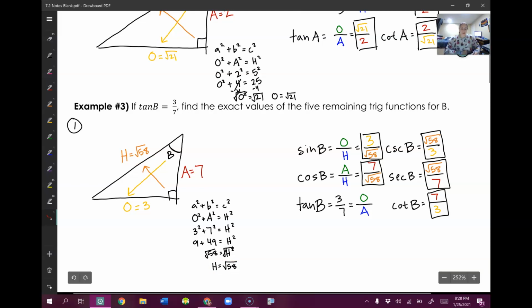So sine is O over h, so I did O over h. So cosine is a over h, 7 over square root of 58. Cosecant is paired with sine, so I just flip sine. Secant is paired with cosine, so I just flip cosine. And cotangent is paired with tangent, so I just flipped my tangent value. And there we go. That is it for SOHCAHTOA. In the next video, we're going to use SOHCAHTOA to come up with some slightly different definitions for sine and cosine and tangent.